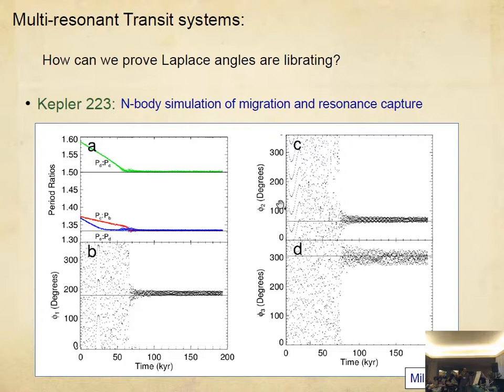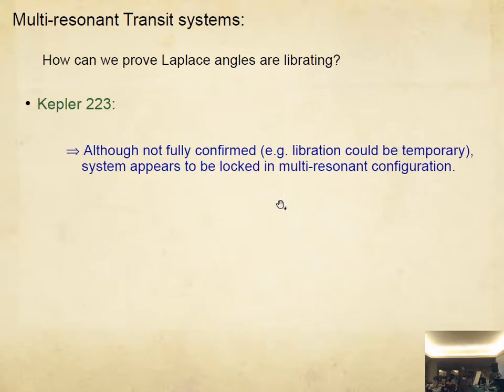Another way to prove this, you can do simulations of migration, and then you can see, once they're captured, what are the equilibrium values of these 3 angles, and they coincide very well with the predictions of those observations. So even though we cannot confirm completely that this system is inside Laplace resonance, the libration could be temporary, it appears to be so. There's strong evidence indicating that this system is in fact locked in a multi-resonant configuration.